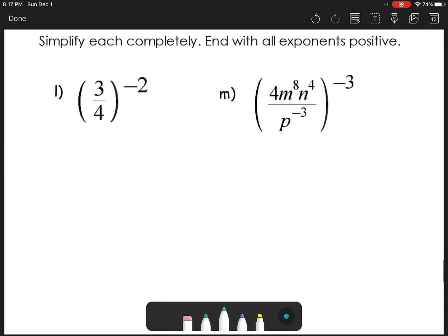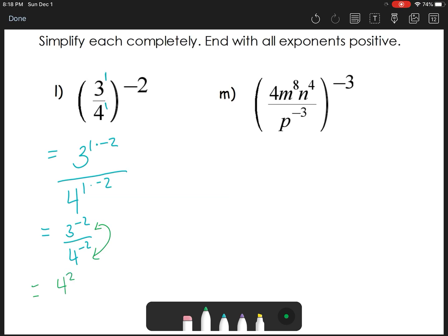Last two. So we've got 3 over 4 raised to the negative 2nd power. Okay, well, a couple different ways we can do it, but I'm going to start by using my power to a power rule. This is 3 to the 1st power and 4 to the 1st power. So we really have 3 to the 1st times negative 2 over 4 to the 1st times negative 2, which would just be 3 to the negative 2 over 4 to the negative 2. Well, since they're negative, basically we have to flip them around in order to get our positive exponents. So we'd have 4 to the 2nd divided by 3 to the 2nd, which would be 16 divided by 9.